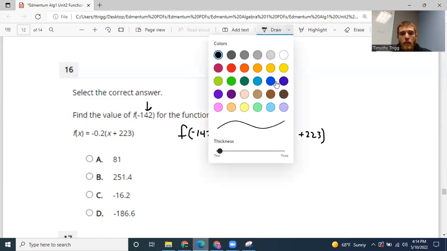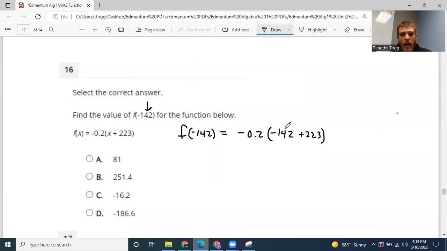Now for this one, I would go ahead and add these together here in the parentheses first, then multiply by negative 0.2. Figure out which of those would be the result.